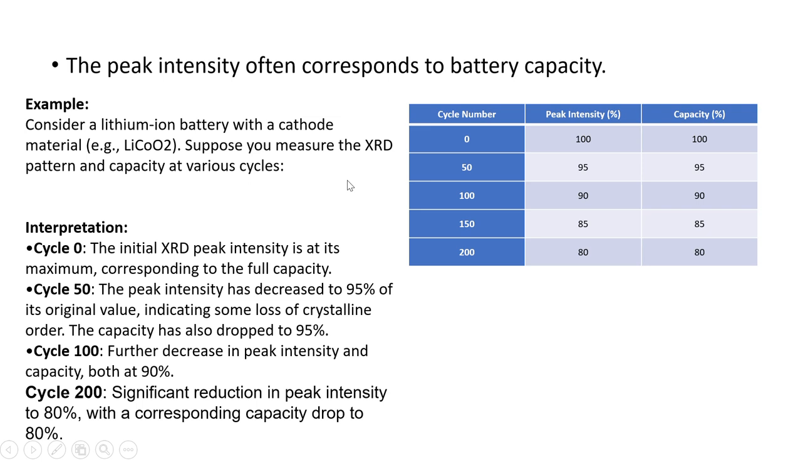The peak intensity often corresponds to battery capacity. Consider a lithium-ion battery with a cathode material. Suppose you measure the XRD pattern and the capacity at various cycles. Suppose the cycle numbers are 0, 50, 100, 150 and 200. As the cycle number increases, the peak intensity percentage decreases from 100 to 80. At the same time, the capacity percentage decreases from 100 to 80. So by these results, the peak intensity and the battery capacity are generally similar.